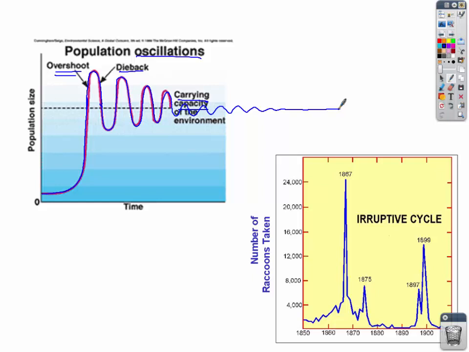What causes these diebacks are your limiting resources. In this case, we're going to call them density-dependent variables. They depend on the density of a population. When that density gets too high, too much for the carrying capacity of the environment, those density-dependent variables will cause a dieback. Things like starvation, disease. Those are the things that will force a decrease in population.